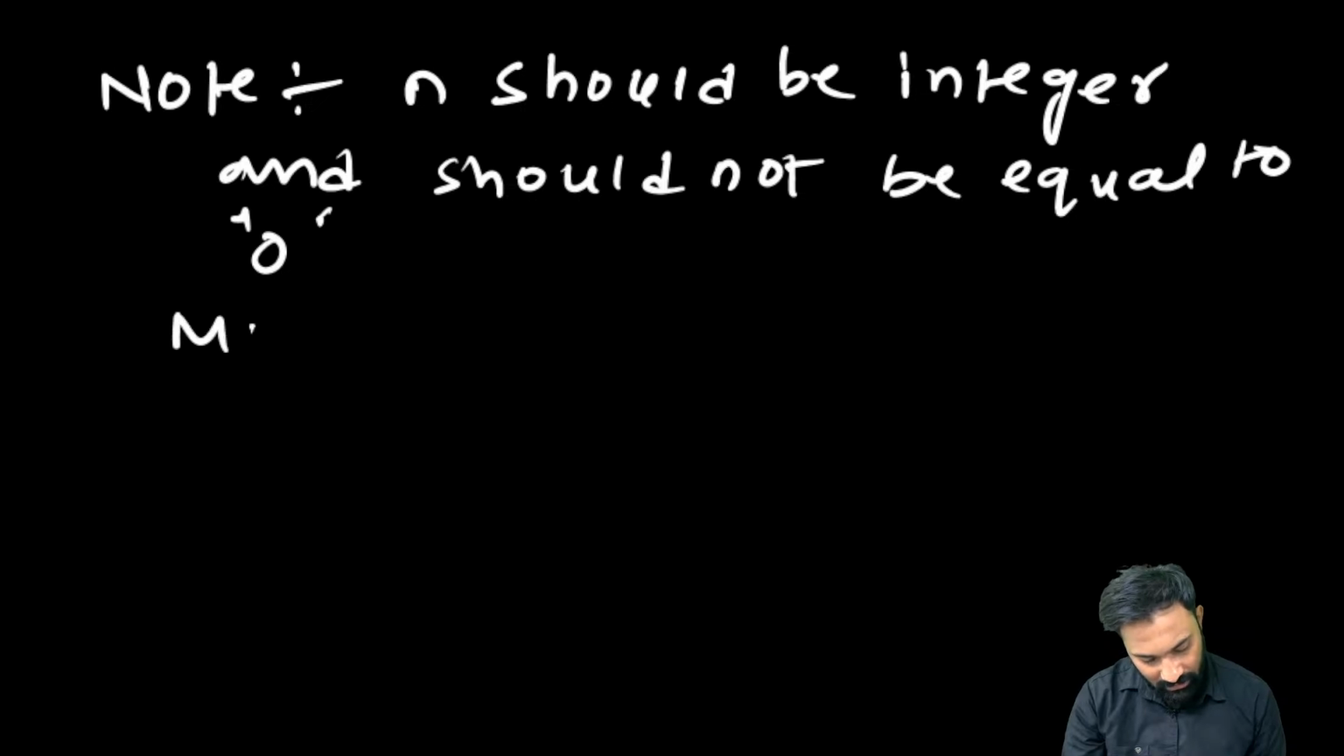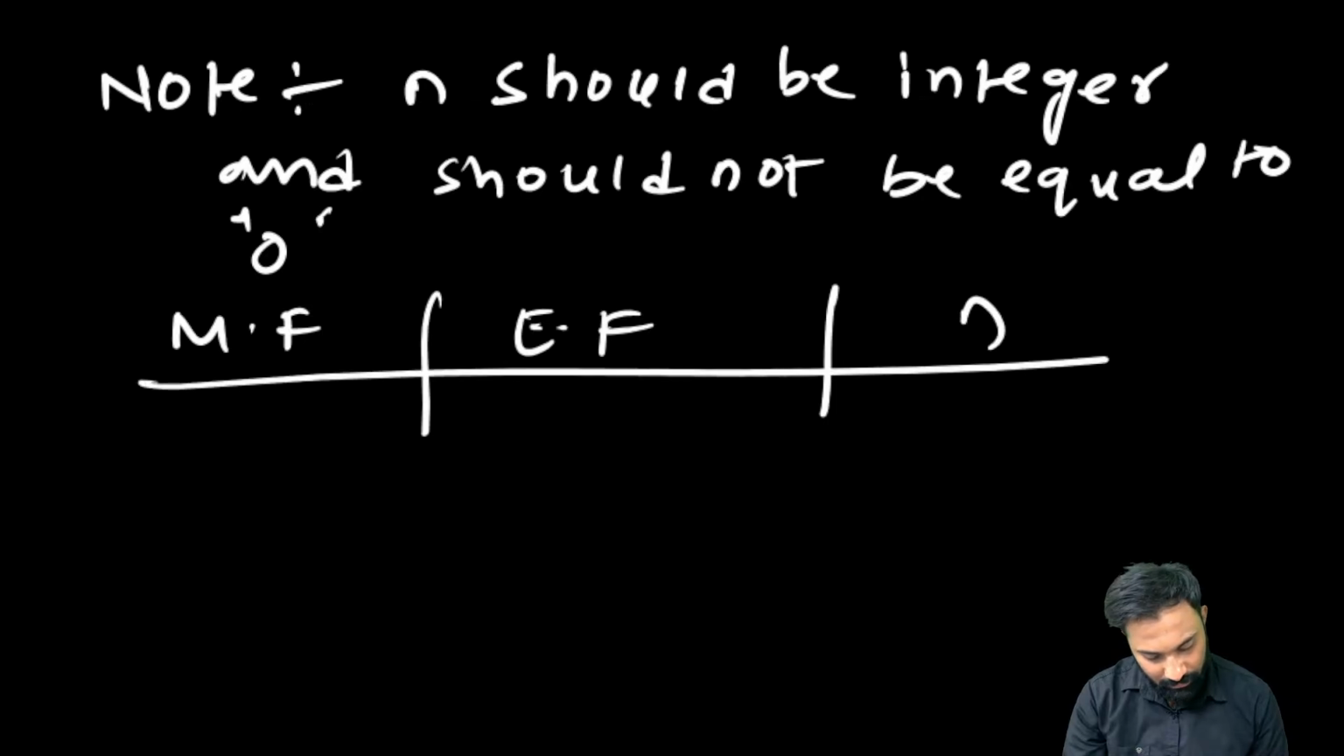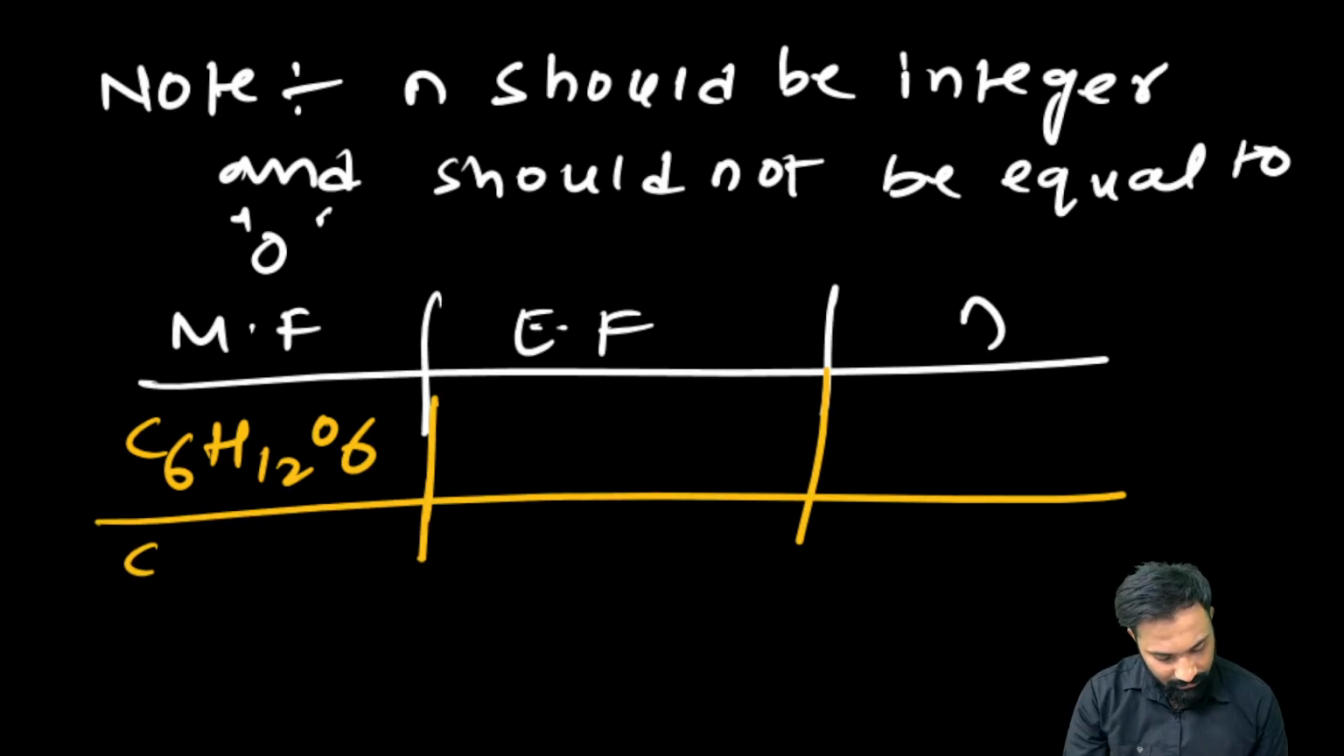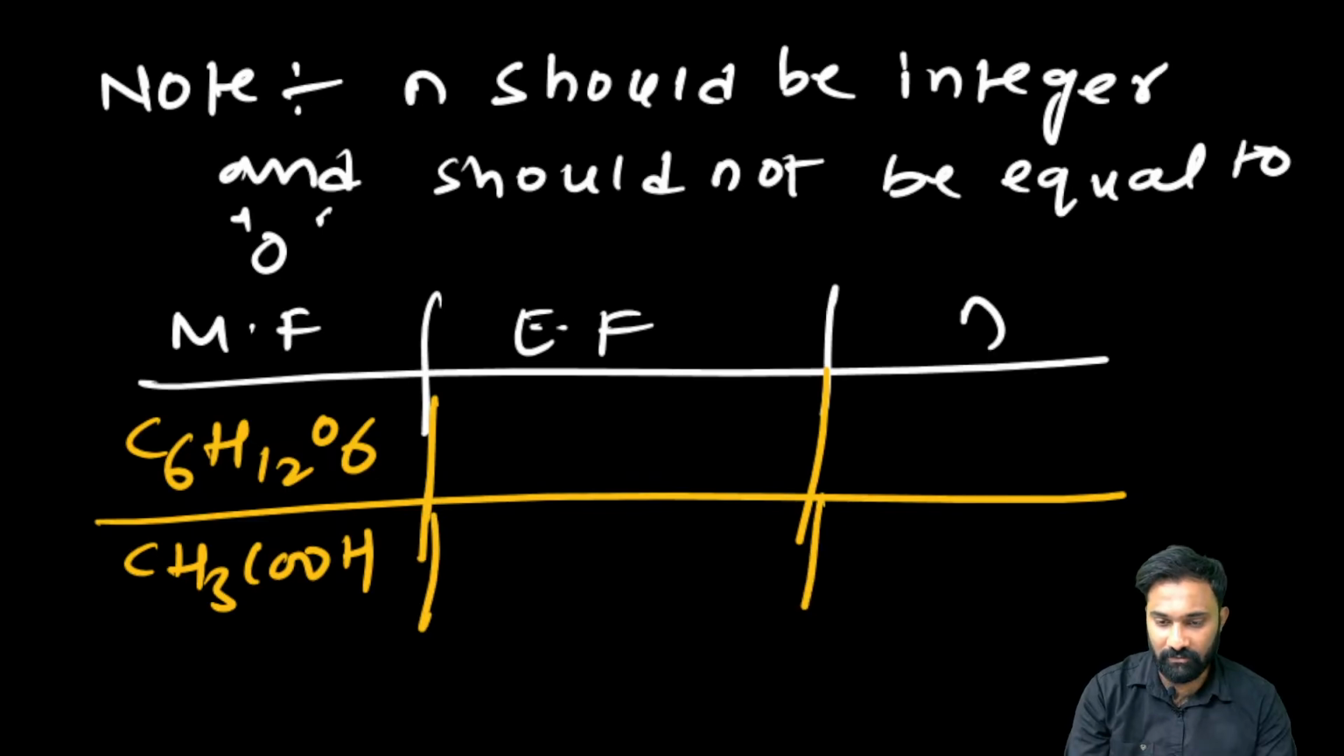Here is the molecular formula, this is the empirical formula, and what is its n value? Example, C6H12O6. What is the empirical formula and what is the n value? And CH3COOH. What is the empirical formula and what is the n value? Now tell me the answer. Can anyone say the answer?